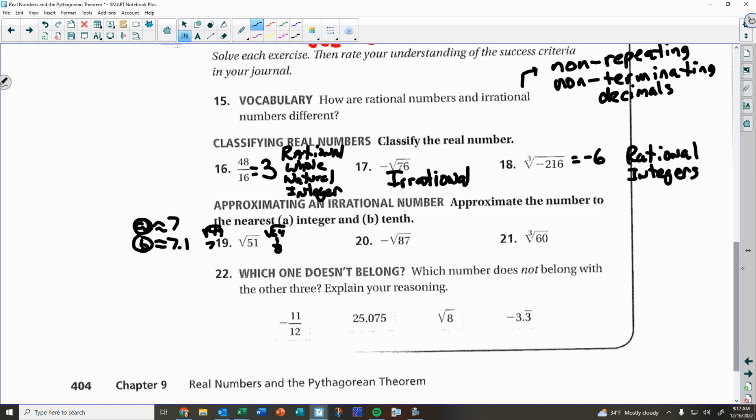Now, in 20, right, square root of 87. Forget the negative right now, but that's between the negative square root of 81, which is 9, and the negative square root of 100, which is negative 10, right? So is 87 closer to 81 or 100? Yeah, it's only 6 away from 81, right? It's 13 away from 100. So this is going to be about negative 9.